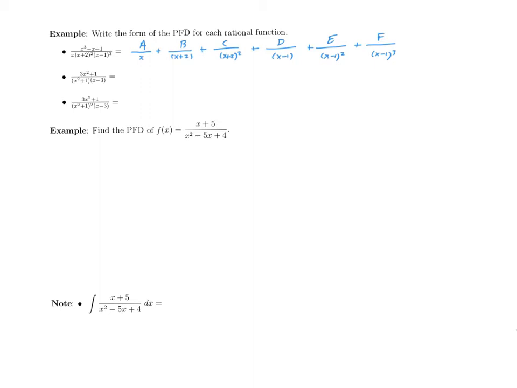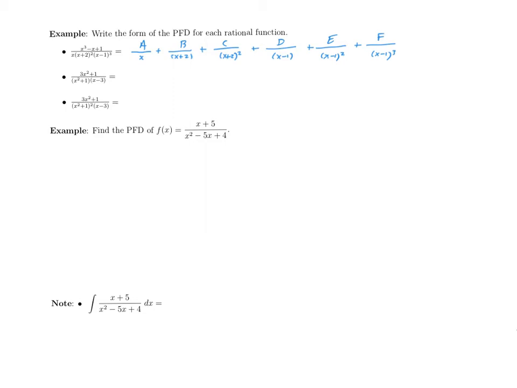And now that we've seen what we are looking for, I would like you to pause the video and write down the form of the PFD for the next two rational functions. So hopefully you've paused the video and you've thought about this for a few minutes. In this second bullet, we have an irreducible quadratic and a linear term. That means that our PFD will contain two terms, but how many constants?